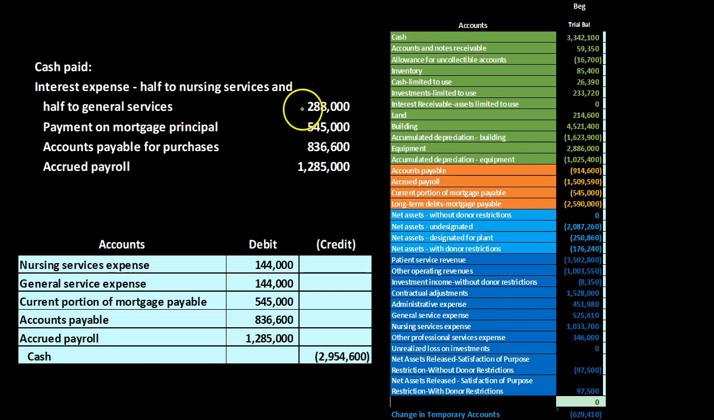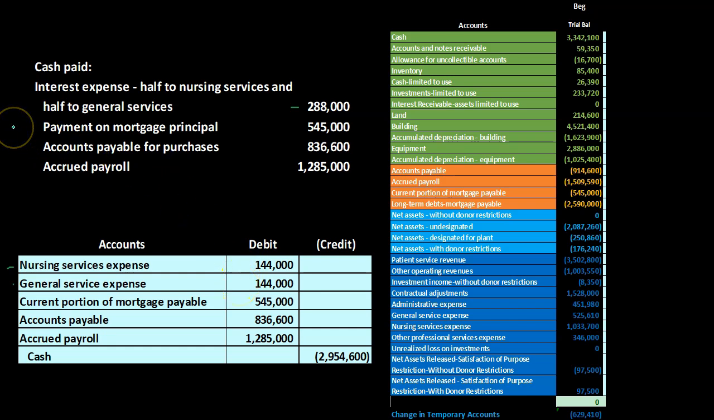So notice this is interest expense, but rather than recording it to the expense account of interest expense, which would be recording by nature, the type of account, we're going to be recording it to the function that it was used for, which is going to be nursing and general. So we're going to take that, divide it by 2, and then record nursing service expense and general service expense for the 144 and the 144.